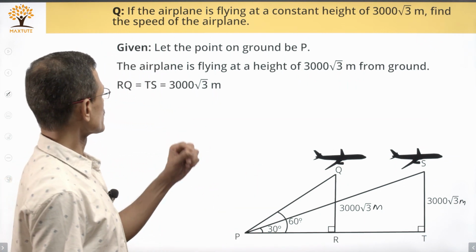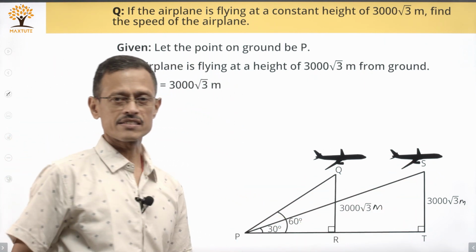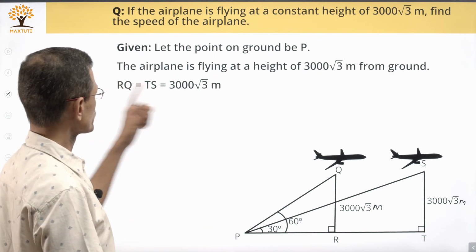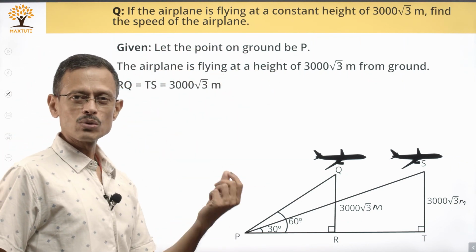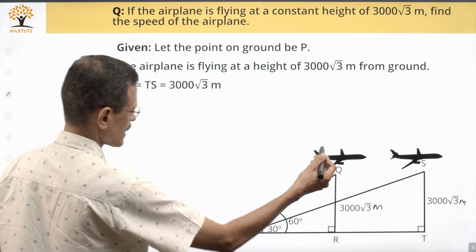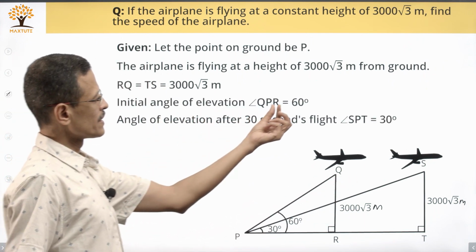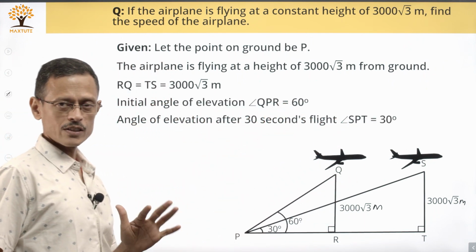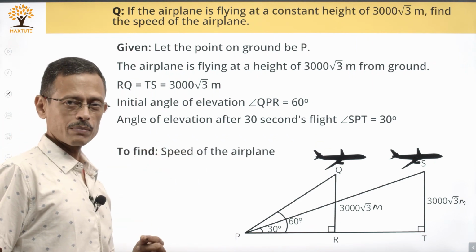Let's just get certain things in place. We know that RQ is equal to TS, the constant height at which it's flying, 3000 root 3 meters. We are observing it from point P. Let's note down these two angles of elevation, which are angle QPR and angle SPT. These are the two angles of elevation, 60 degrees and 30 degrees respectively. What is to be found out? We need to find out the speed of the airplane.